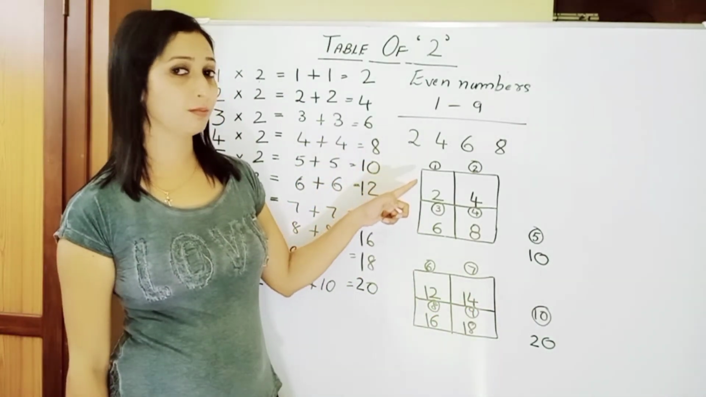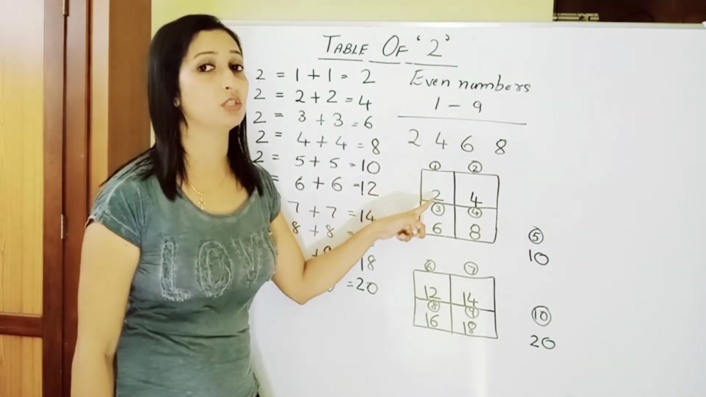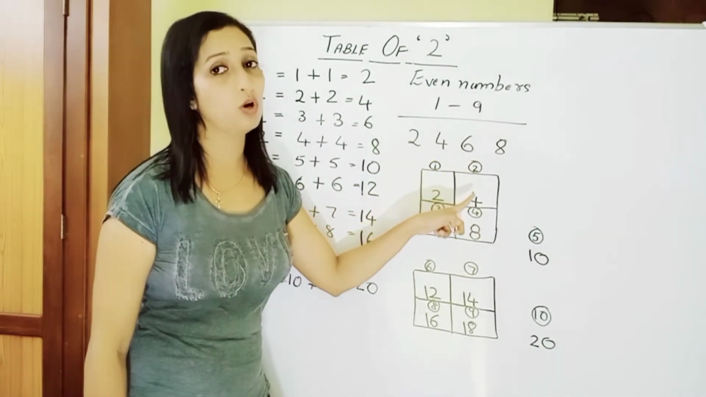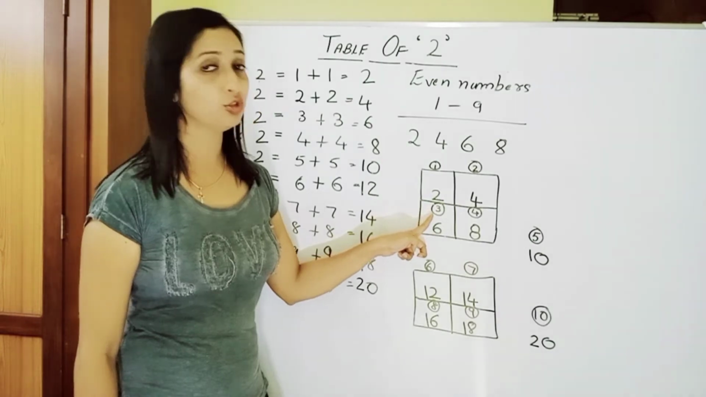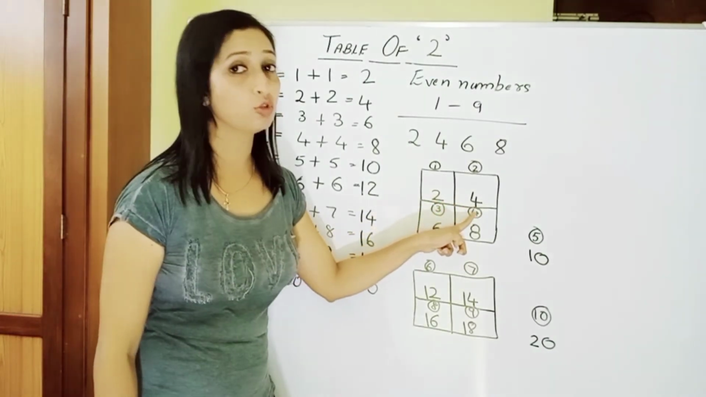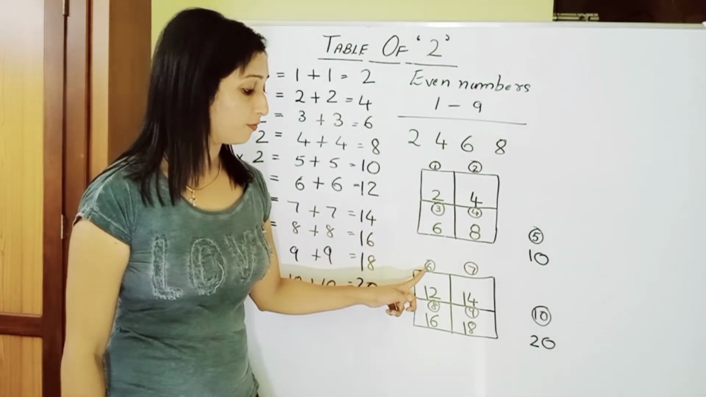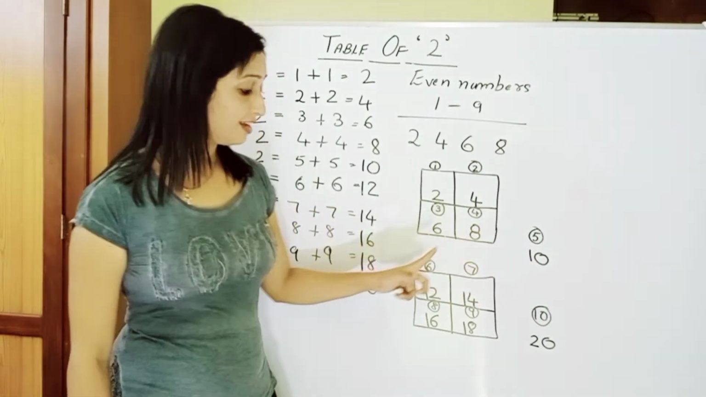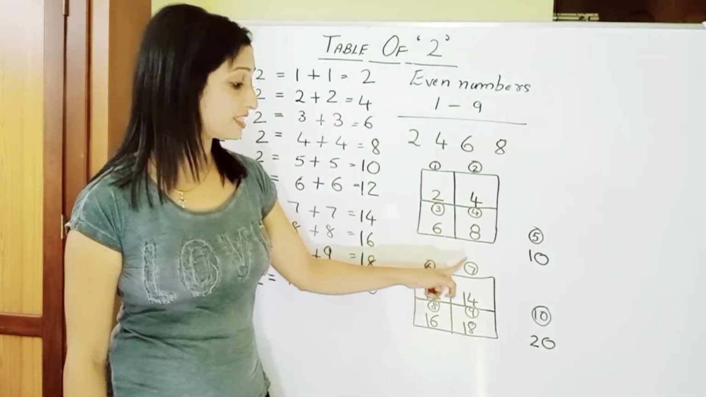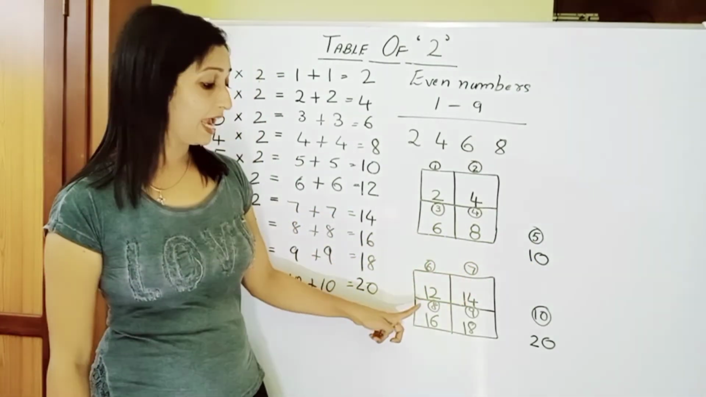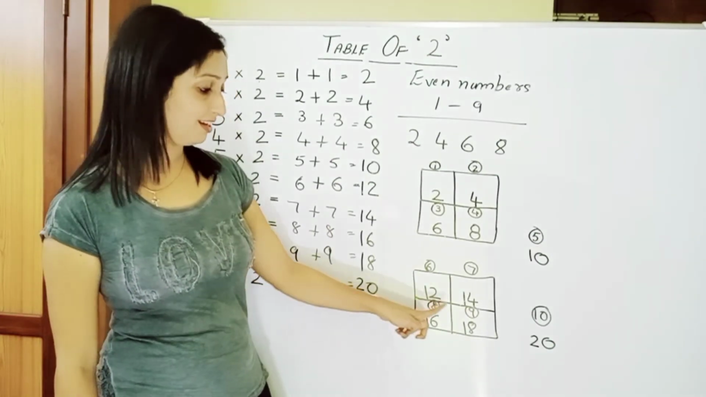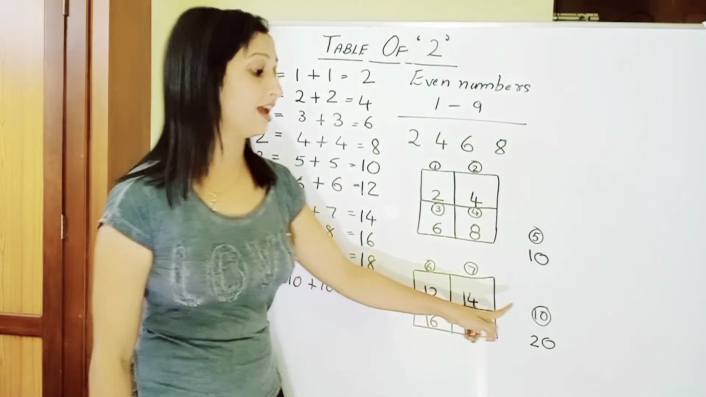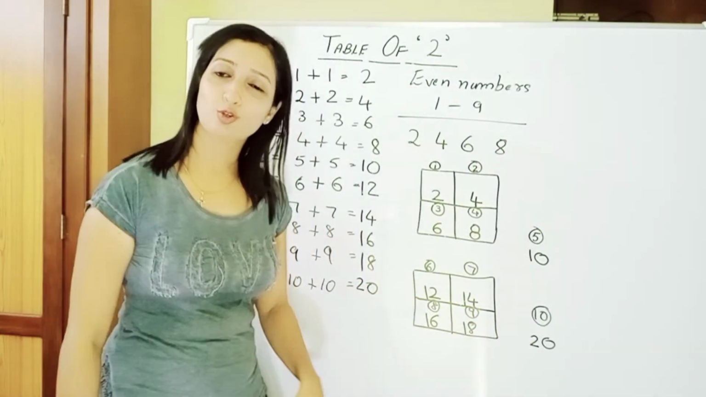How do we say the table? 1 into 2 is 2, 2 into 2 is 4, 3 into 2 is 6, 4 into 2 is 8, 5 into 2 is 10, 6 into 2 is 12, 7 into 2 is 14, 8 into 2 is 16, 9 into 2 is 18 and 10 into 2 is 20.